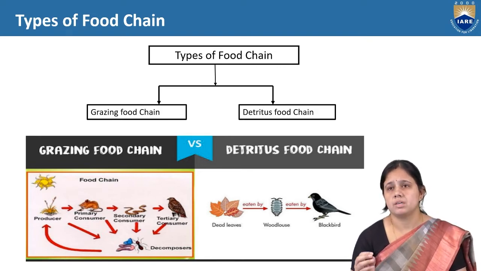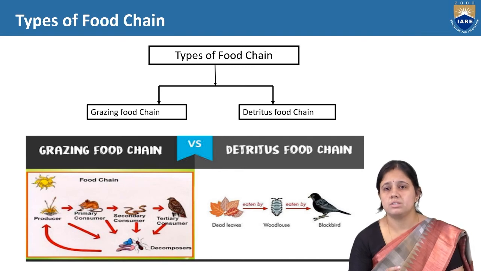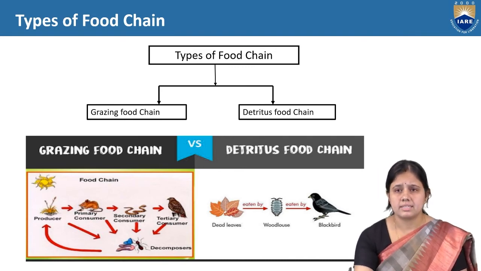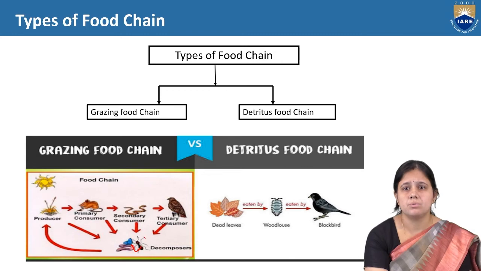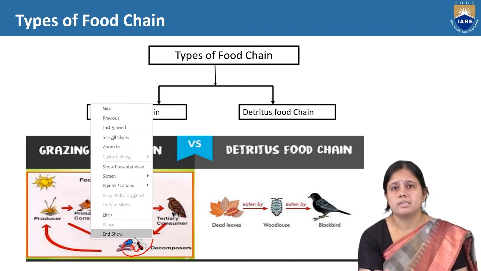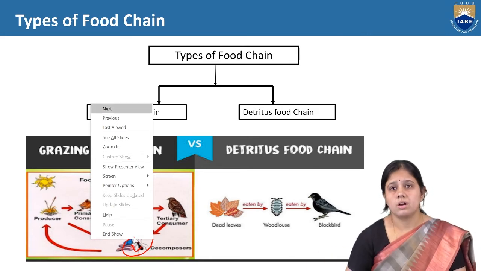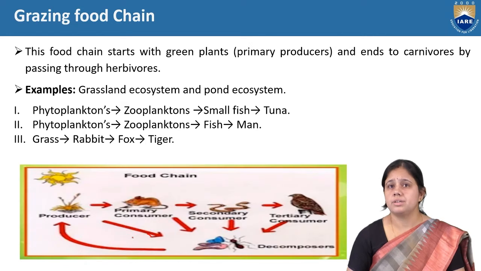And the microorganisms will make the energy and nutrients available to the environment, and they will bring them back to the environment. That is the detritus food chain. And the grazing food chain is also lastly connected with a decomposer, because the decomposer decomposes dead and decaying material, and it will bring all these things back to the environment. So now we'll discuss in detail the grazing food chain.